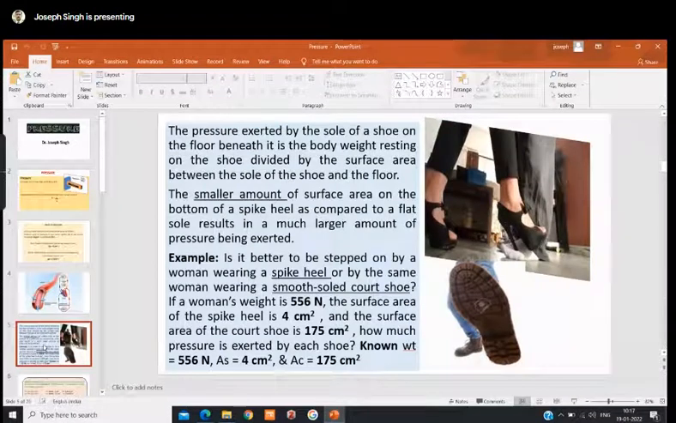Now let's see the pressure. In this example, you can find the pressure exerted by the sole of the shoes on the floor. It is the body weight resting on the shoes divided by the surface area between the sole of the shoes and the floor. So here you can see where you will get more pressure.